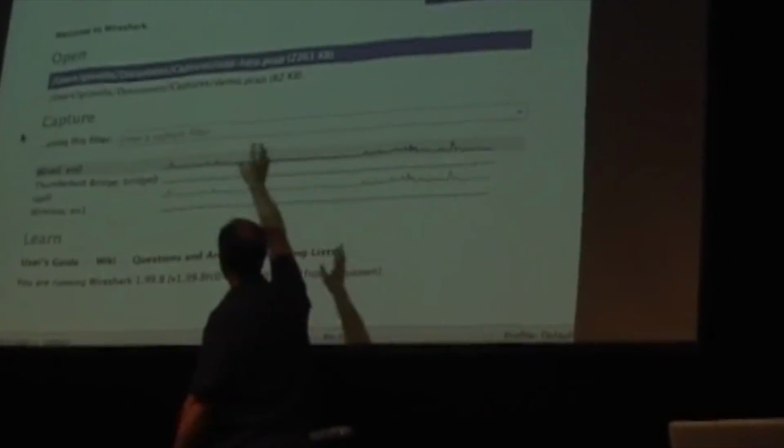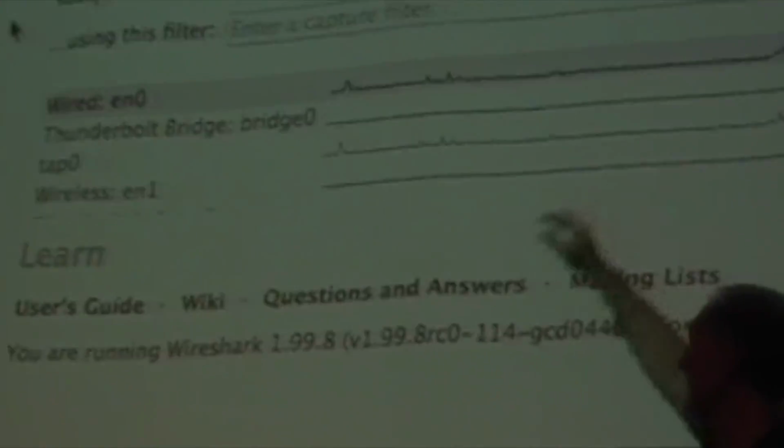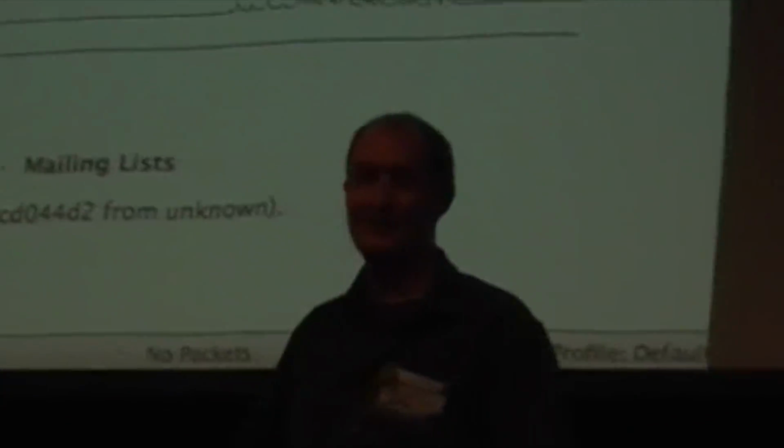Up top you have your recent files, and down here you have spark lines for each of your interfaces that you can double click on and capture on, and you have these links down here. I'm not going to spend a lot of time here, but you also have stuff that should look familiar. You have your start capture button, display filter text box, other things like that. Let's go ahead and open a capture.